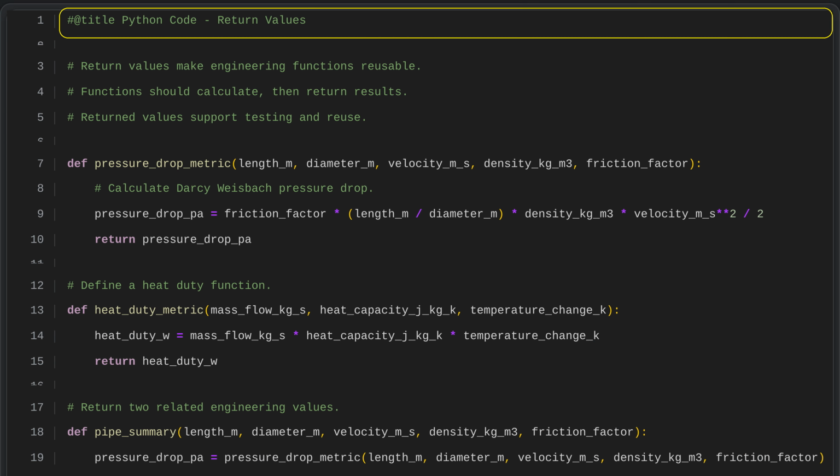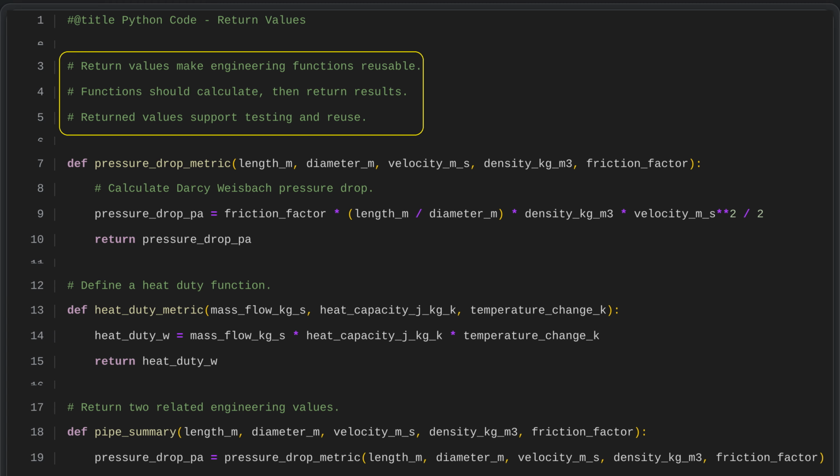Python code. Return values. Return values make engineering functions more useful and reusable. A function should perform a calculation and return its result, so the result can be tested and used in other parts of a program.